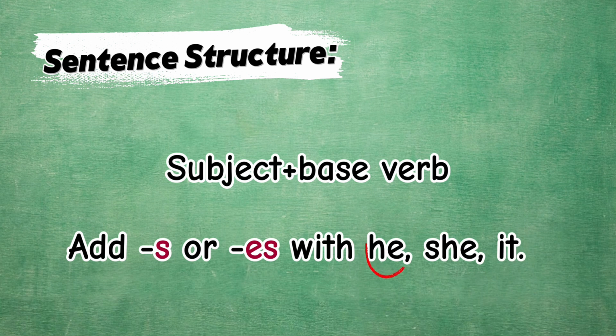We usually put the subject plus the base verb. يعني الفاعل زائد الفعل في المصدر. We usually add s or es with the pronouns he or she or it, or any singular subject, يعني أي فاعل مفرد.